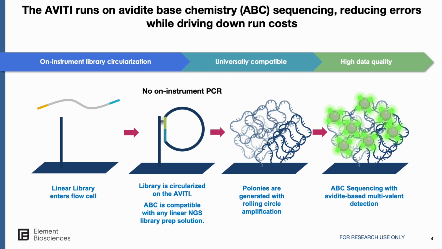This is where we see Element sequencing chemistry as an ideal fit for pushing the limits of what's possible with short read sequencing. Because there's no on-instrument PCR, we avoid the common challenges of PCR amplification bias. Instead, Element uses rolling circle amplification to generate polonies directly from the original template, improving processivity and sequencing accuracy.